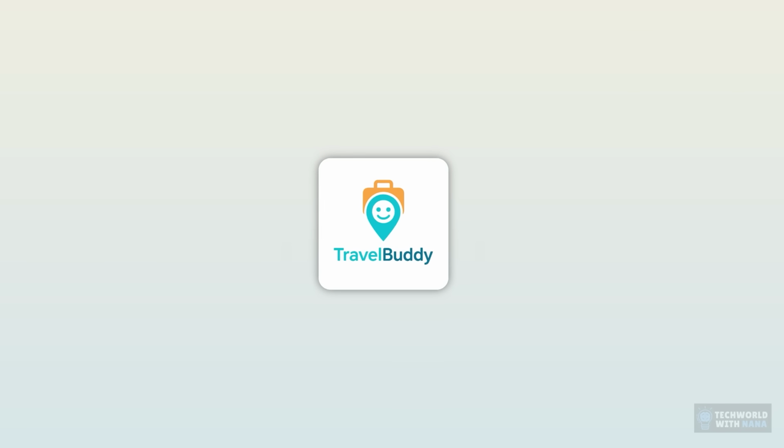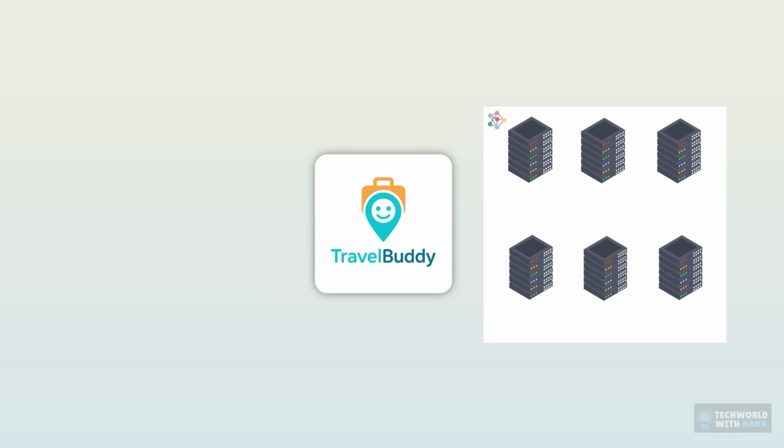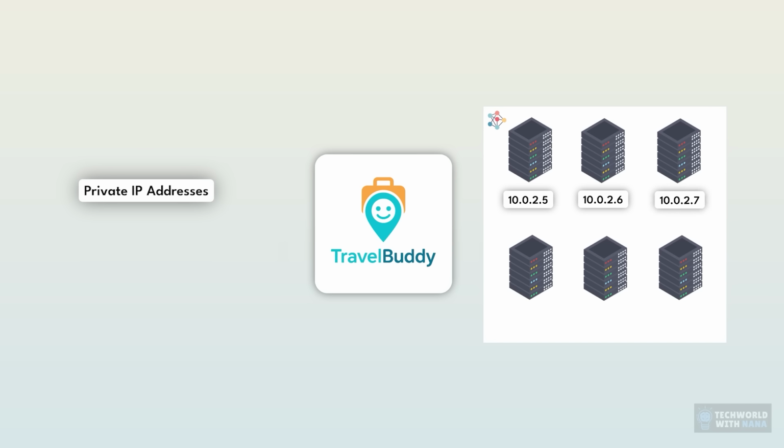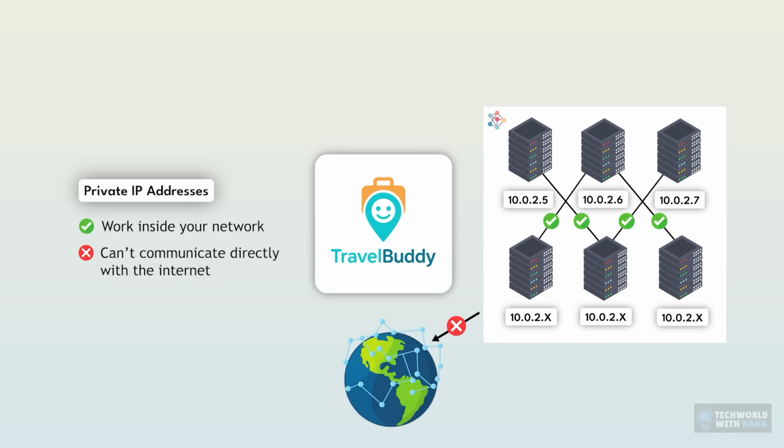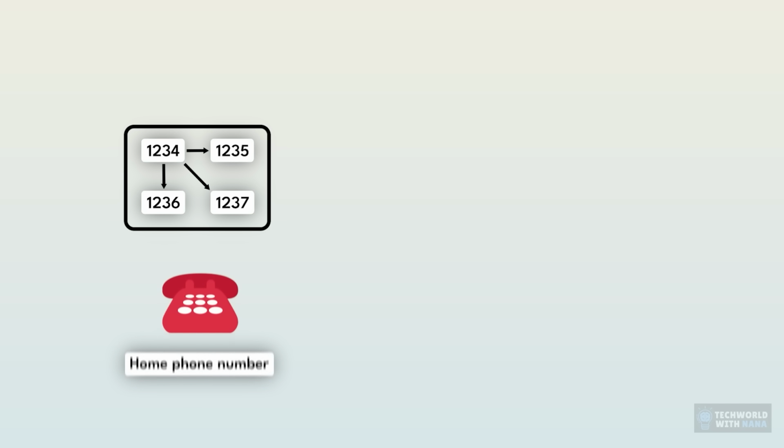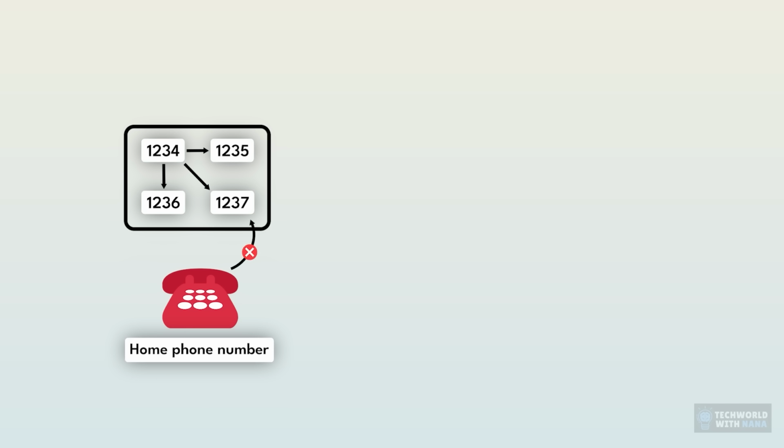TravelBuddy is growing fast. We now have 50 backend servers in a private subnet for security. And these servers have private IP addresses like 10.0.2.5, 10.0.2.6, 10.0.2.7, and so on. So private IP addresses work inside your own network, but they cannot communicate directly with the internet. It's like having an internal extension number at the company. You can call other extensions inside the building, but you can't dial an extension number from your home phone from outside the building, like from your home office.